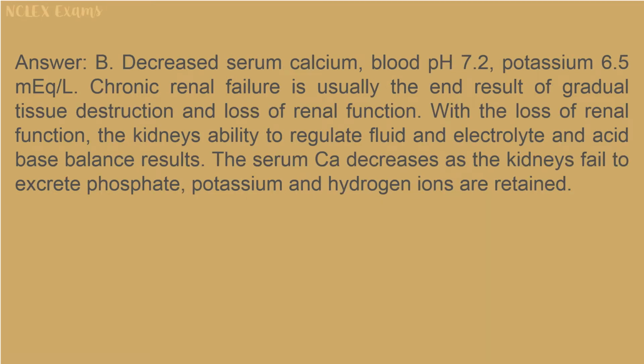Answer: B. Decreased serum calcium, blood pH 7.2, potassium 6.5 mg/L. Chronic renal failure is usually the end result of gradual tissue destruction and loss of renal function. With the loss of renal function, the kidney's ability to regulate fluid, electrolyte, and acid-base balance is impaired. The serum calcium decreases as the kidneys fail to excrete phosphate, and potassium and hydrogen ions are retained.